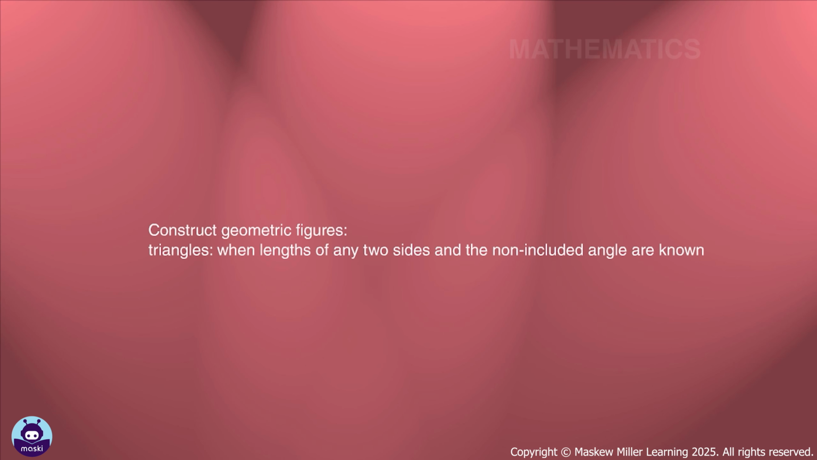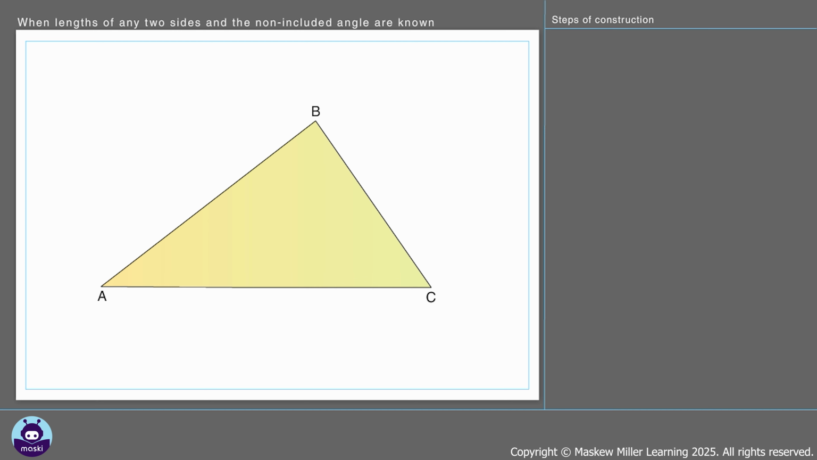Construct geometric figures, triangles, when lengths of any two sides and the non-included angle are known. Before we start this construction, let us make sure we understand the terms included and non-included angle. Included angle is the one between the two known sides of the triangle, whereas the remaining two angles of the triangle are referred to as non-included angles.